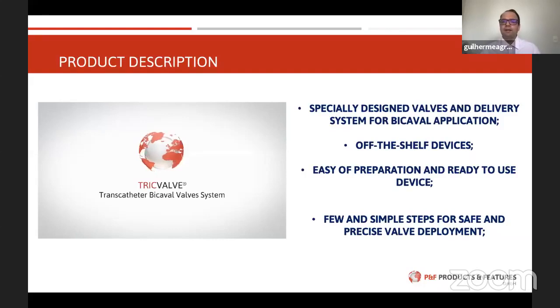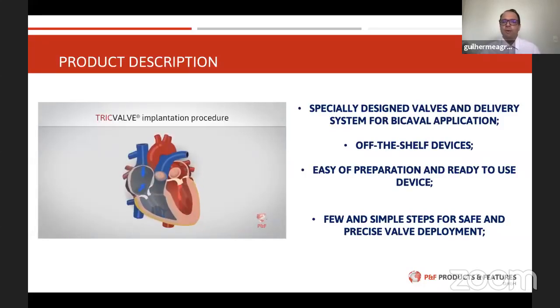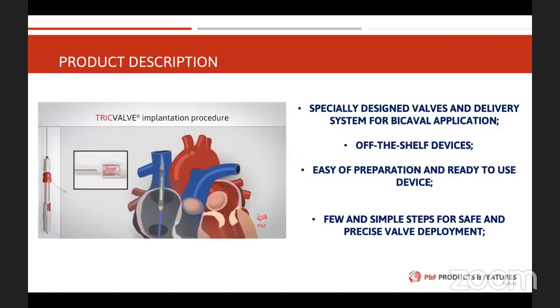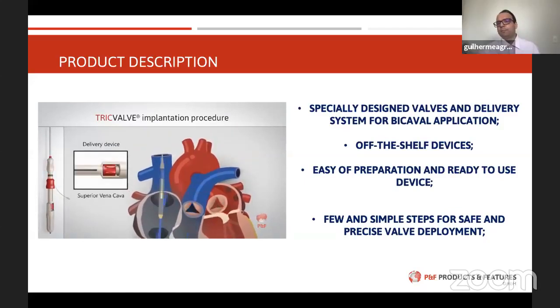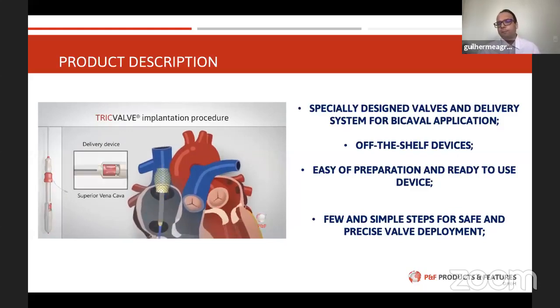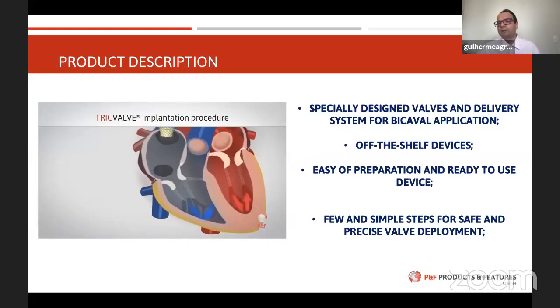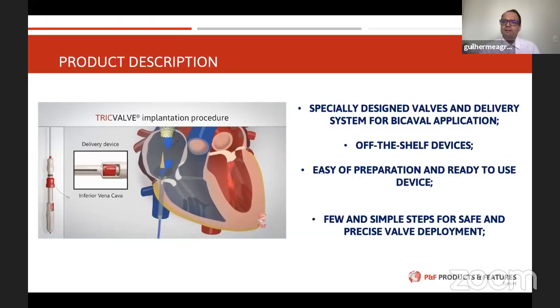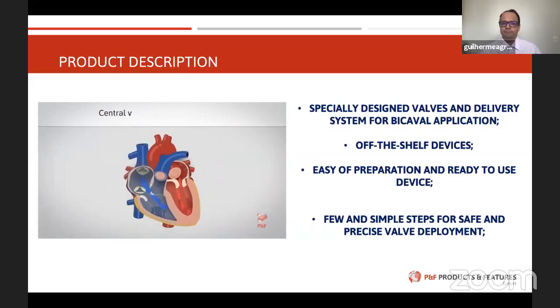Here we have these final comments, and it's important to keep this in mind when we think about the TricValve device. We have specially designed valves and a specially designed delivery system for the bicaval application. We have off-the-shelf devices with specially designed stents for most of the patients with enlargement in the superior and inferior cavas. It's a very easy preparation, and the device is ready to use. With few and simple steps, we will have a safe and precise valve deployment. Thank you.